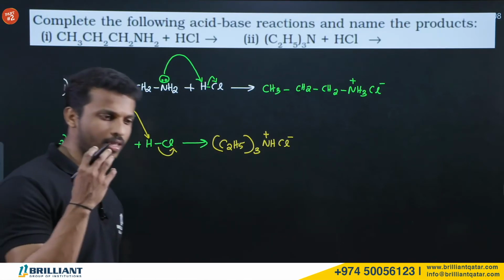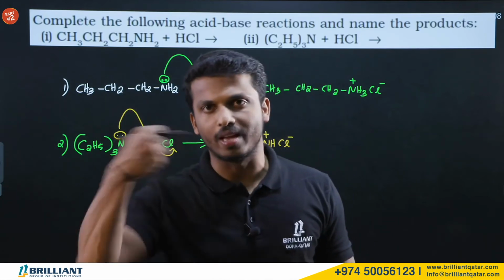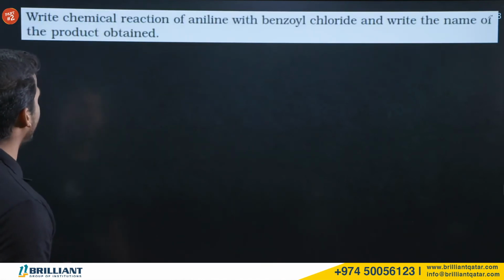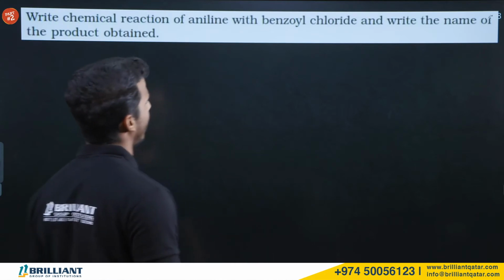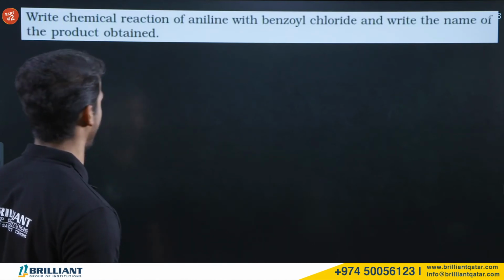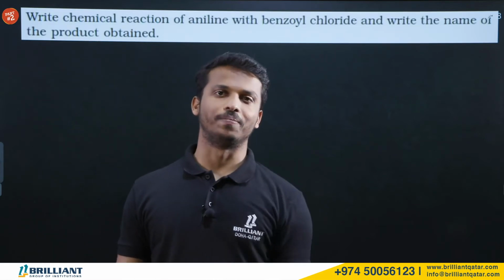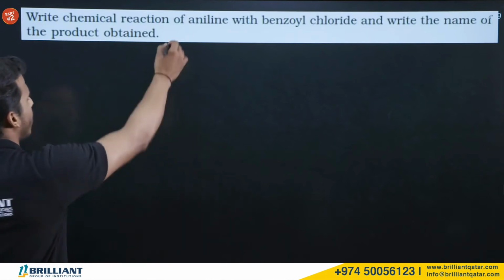Ammonia, which means the nitrogen contains a lone pair. By donating the lone pair, it will try to take the H plus ion. That's it. Next, write a chemical reaction of aniline with the benzoyl chloride and write the name of the product formed. You may have studied one of the reactions called acylation of amines, addition of acyl group. Your amine is aniline.